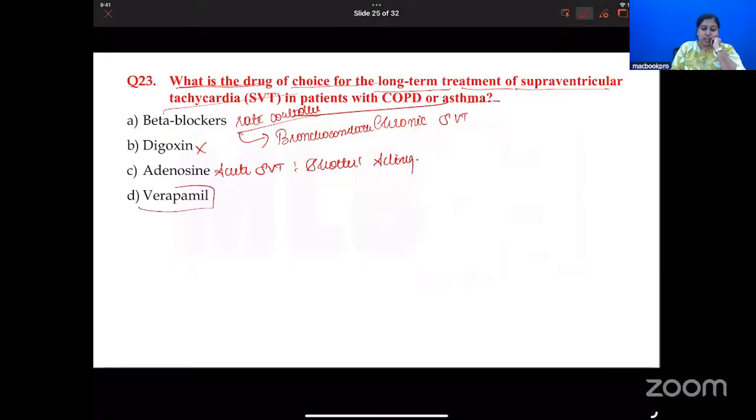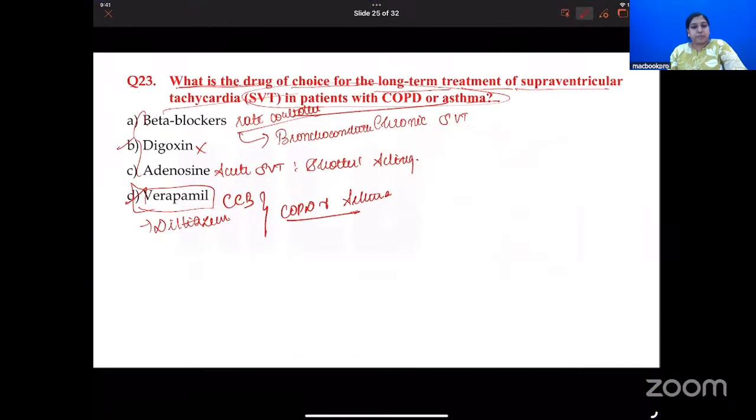Again, verapamil, a calcium channel blocker, verapamil and your diltiazem. Okay, very good. D is the correct answer. Diltiazem. These are calcium channel blockers, which are rate controllers as well, and are the drug of choice in case of COPD and asthma. If the patient has COPD and asthma, where the above drugs are contraindicated, this drug will be administered. That is a very, very important point you people have to remember. Beta blockers and adenosine are contraindicated in patients with COPD and asthma because they can cause bronchoconstriction.